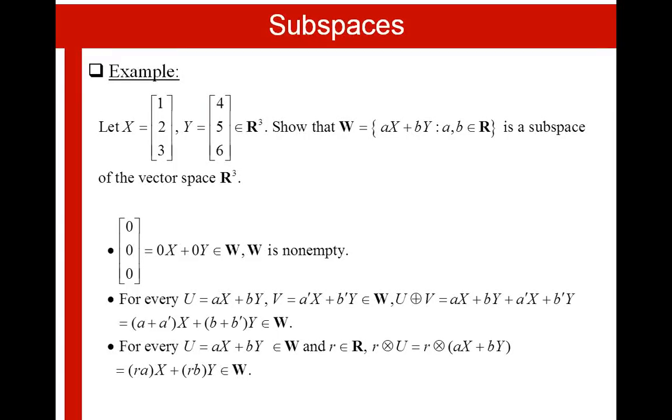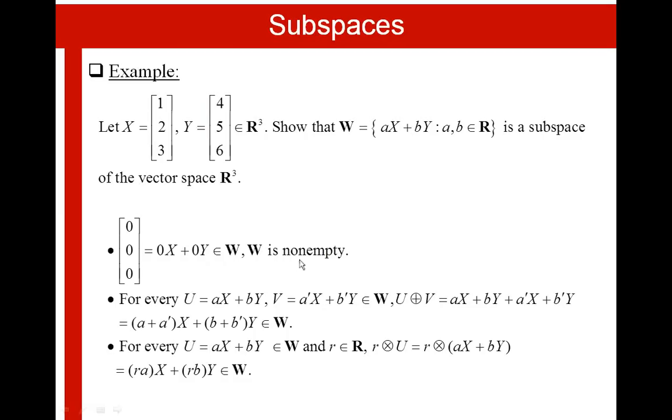Another example here, which is the last one, I believe. If X is the vector (1, 2, 3), and Y is another vector (4, 5, 6), both belonging to R3, show that W, which is made up of AX plus BY, where A and B belong to R, is a subspace of the vector space R3. Again, let's apply the rules of the theorem. It is clear that 0 belongs to W, since A and B can take the value of 0 because they belong to R, and any vector multiplied by 0 will produce a value of 0.